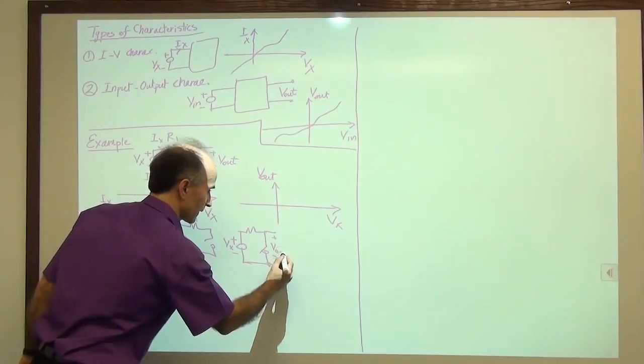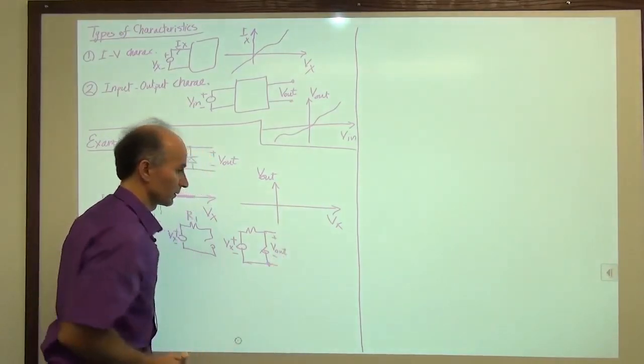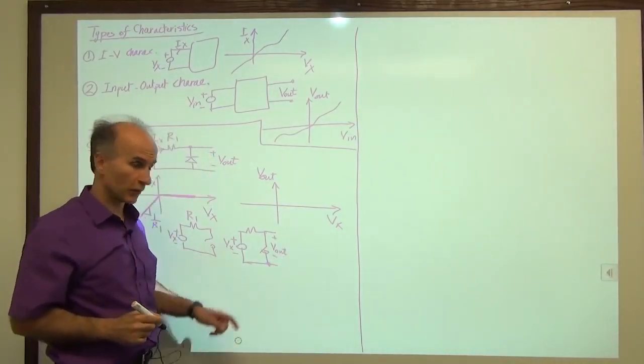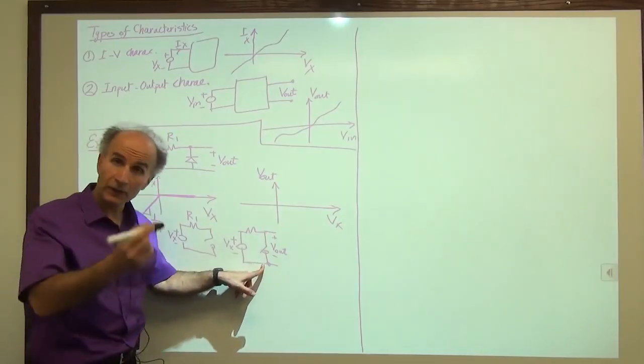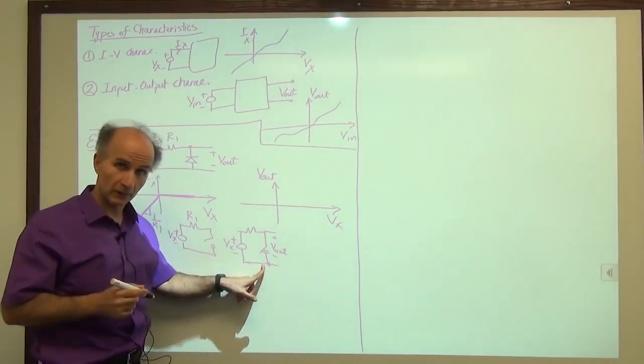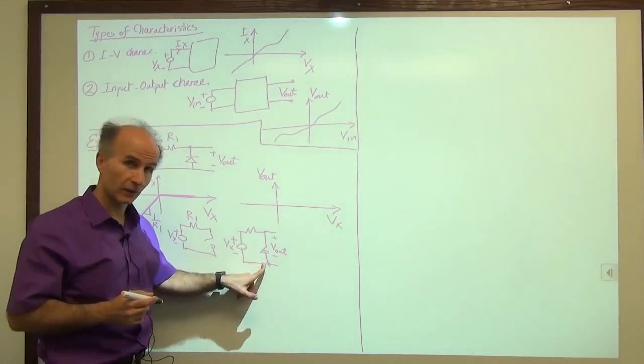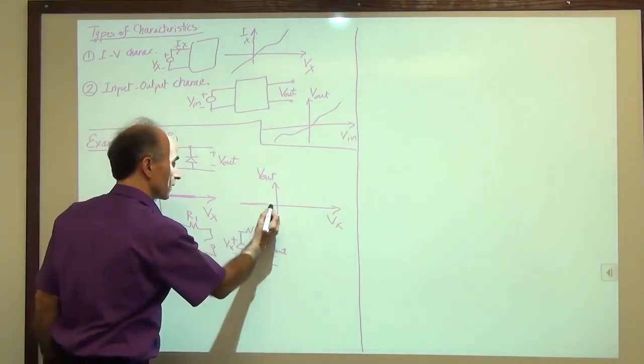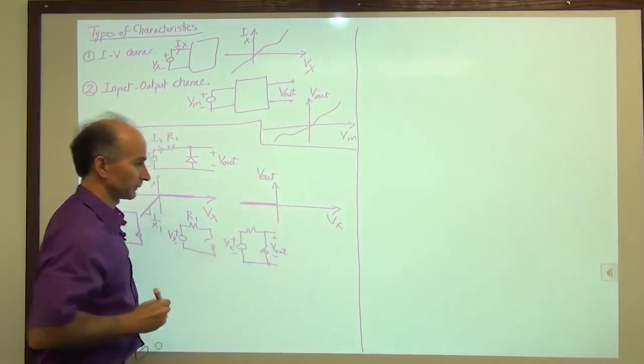And this V out, we see, is equal to 0, because that is the definition of a short circuit. A short circuit can have any current through it, but the voltage is always 0. Ohm's law. The resistance is 0. So V out is 0 in this regime here.